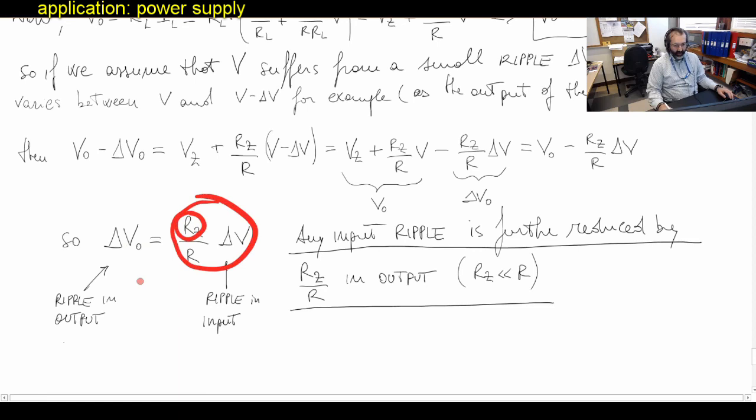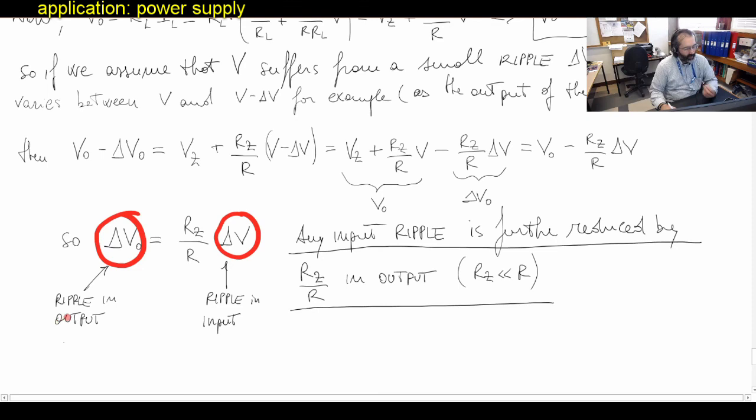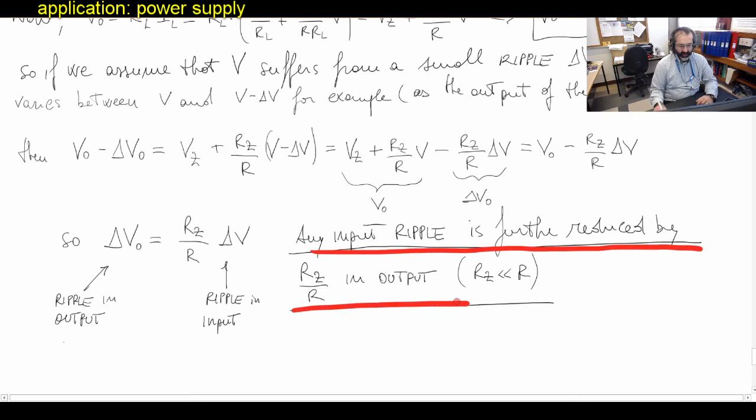Remember that Rz is very small. And so this means that the input ripple is further attenuated, if you like, by the presence of the zener. This is a very cool result, and we see why the zener is so important as a voltage regulator. It is actually its very small Rz that does the whole job. As you can see, this quantity is much smaller than 1. This means that delta V is attenuated a lot, and so the output ripple will be much, much smaller than the ripple that was coming out of the filter stage. So an input ripple is further reduced by a factor Rz over R in the output from the zener diode, because Rz is much smaller than R.